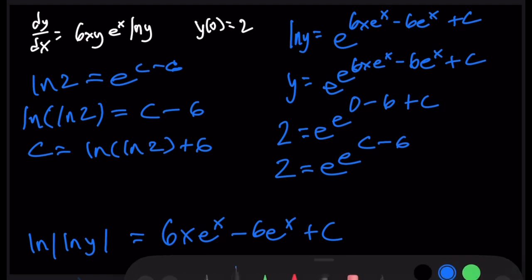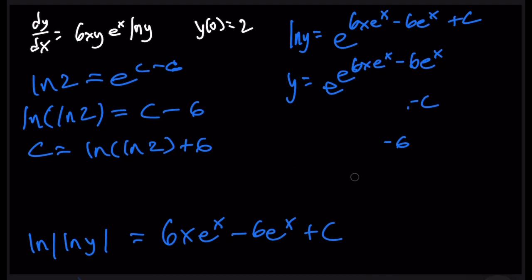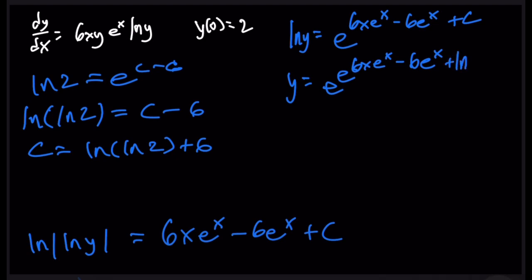And then our final answer will be, I'm actually just going to write it right here. I'm going to erase this. Final answer will be y equals e to the power of 6x e to the x minus 6 e to the x plus the natural log of 2 plus 6.